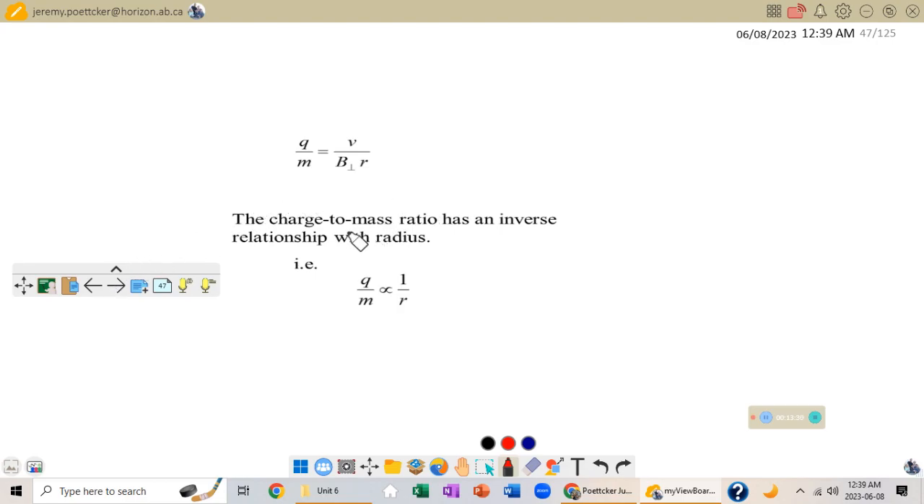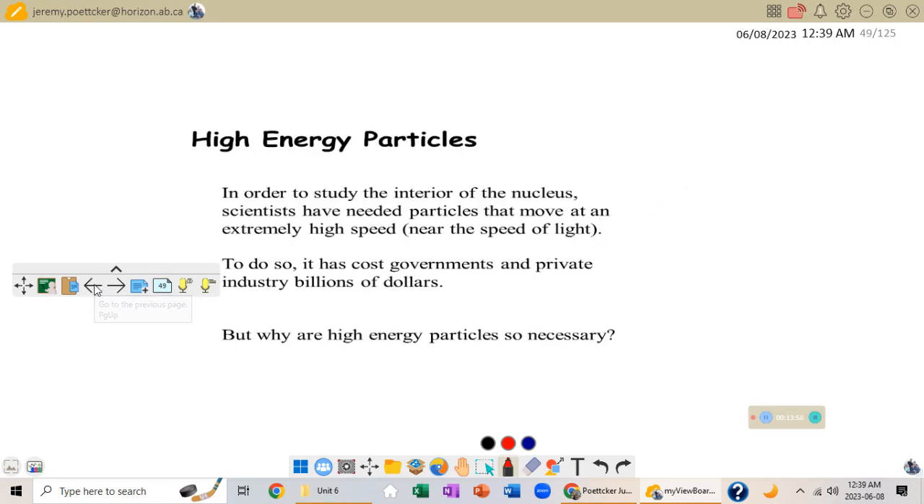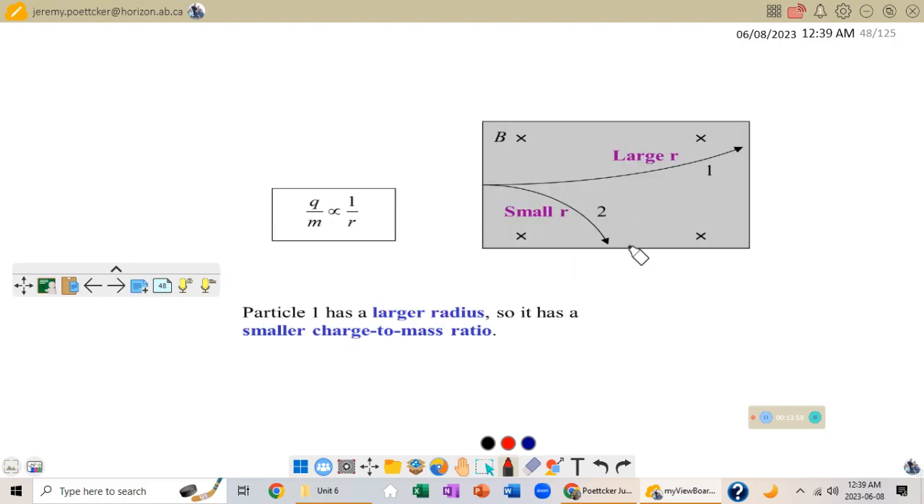We notice, hopefully, that the charge to mass ratio, so this whole thing here, has an inverse relationship with the radius, which means particle 1 has a larger radius, which means therefore it's a smaller charge to mass ratio. And particle 2, coming back here, has a small radius, which means its charge to mass ratio is much larger. So comparing its charge and its mass, particle 2's charge is comparably greater than its mass.